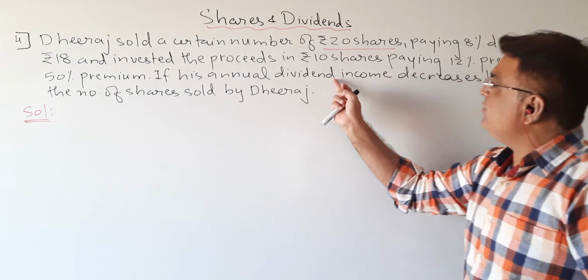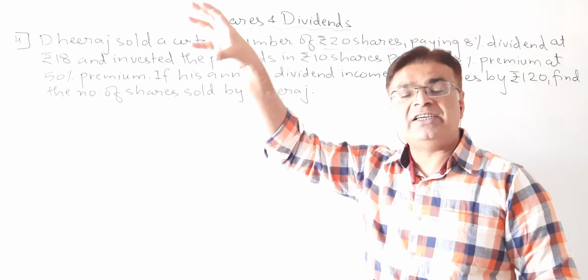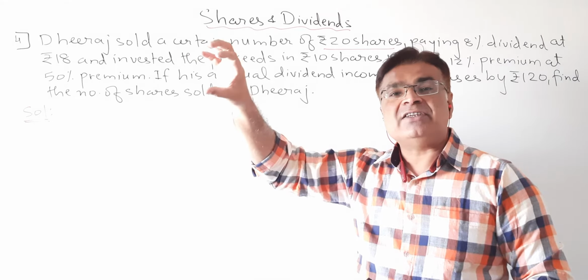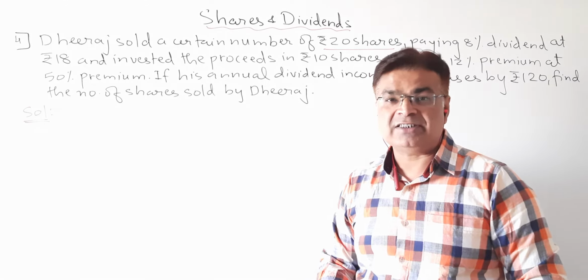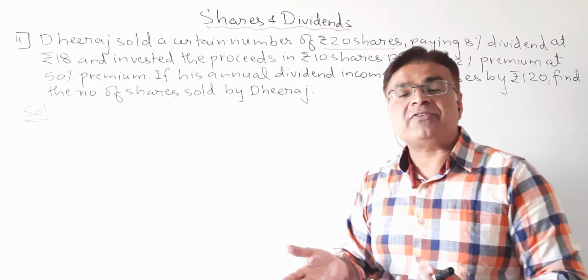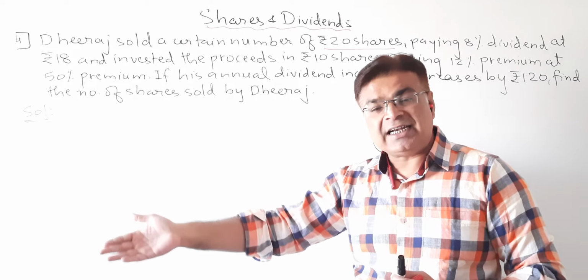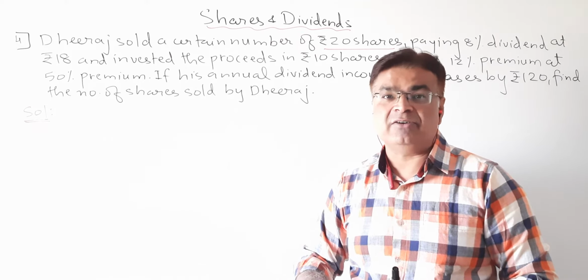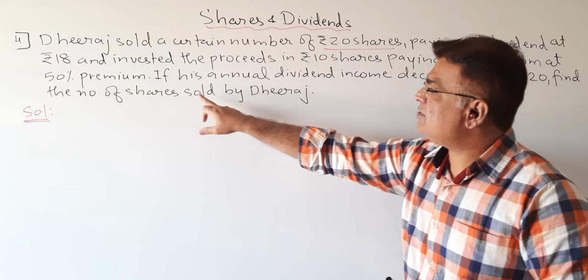If his annual dividend income decreases by 120, so whatever he has earned from the first part, when he is investing that into the second part, his income is decreasing. Okay, see, he bought some shares, he sold some shares, and whatever amount he got after selling, he invested in other shares. Now the second time when he invested, he got a decrease in his income. By how much? By 120. So we have to find the number of shares sold by Dheeraj.